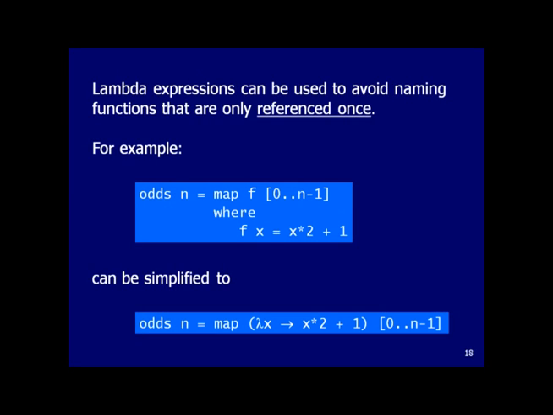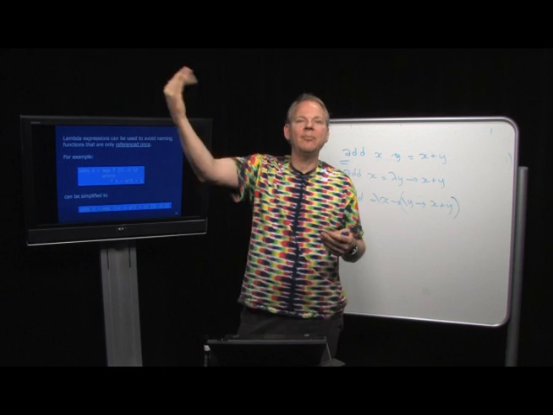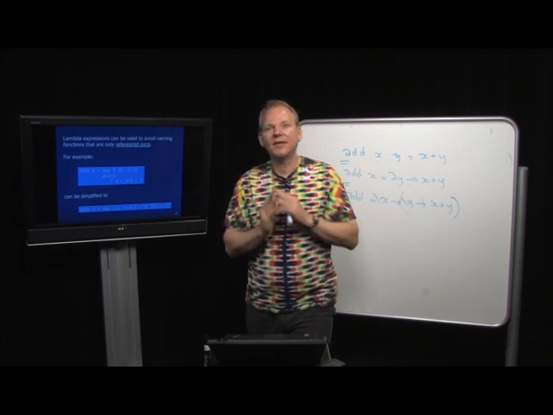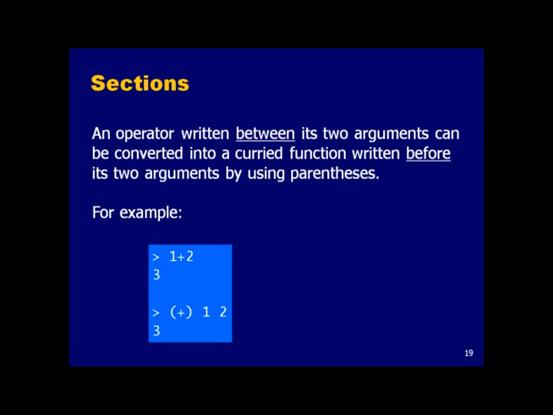Okay, and here's another example where you often use lambda expressions, and that is kind of the same reason why you do that in C# actually. If you have a function that you only use once, like in the previous example, where I have odds that maps some function f over a list of integers from 0 to n minus 1, I'm only using that f once. So why would I spend my brain cycles to invent a name like f? I can just inline that function definition as a lambda right there instead of f.